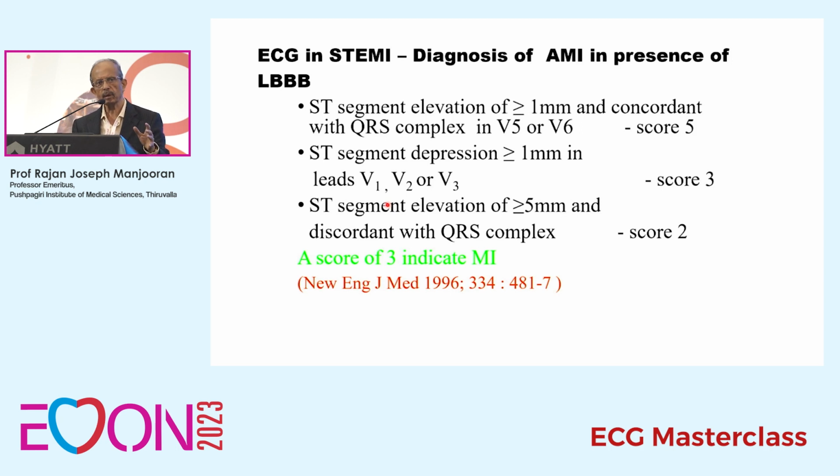Trifascicular block means we have got three fascicles. One is the right bundle branch, another is the left anterior fascicle, and the left posterior fascicle. If all the three fascicles are involved, then it is known as a trifascicular block.